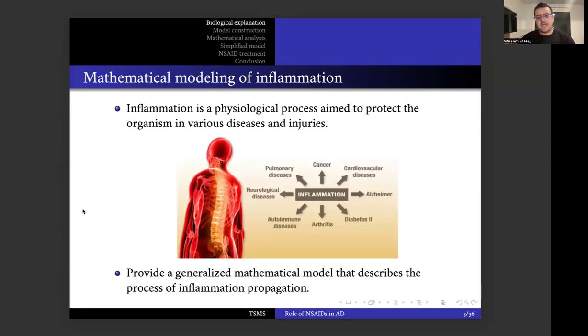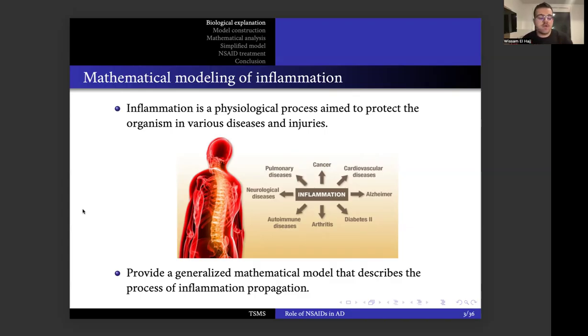I will start step by step to present what is usually my field of study. I'm interested in the mathematical modeling of inflammation. What is inflammation? Inflammation is simply a physiological process aimed at protecting the organism, our body, from various diseases and injuries. For example, if due to a knife you cut your finger, it might lead to the setup of an inflammatory response, which is a response our body will always produce in order to protect itself from any injury.